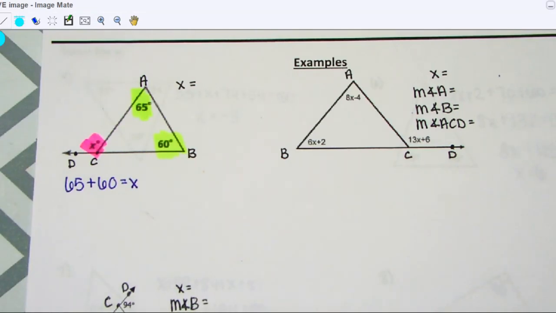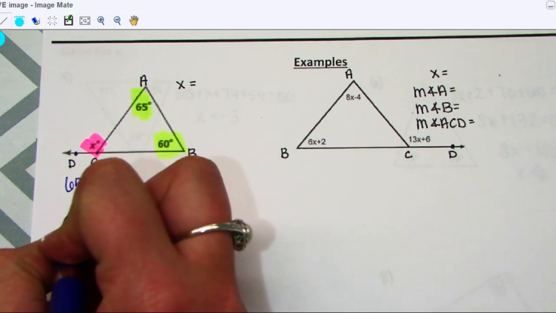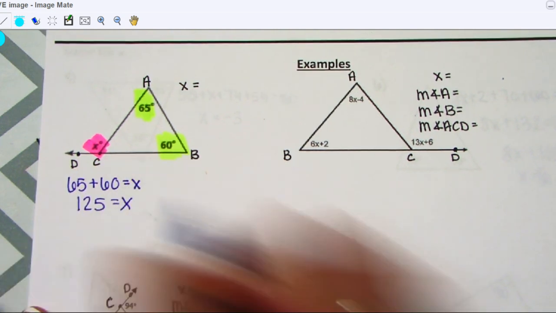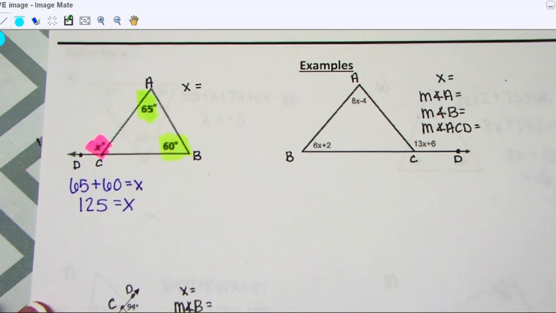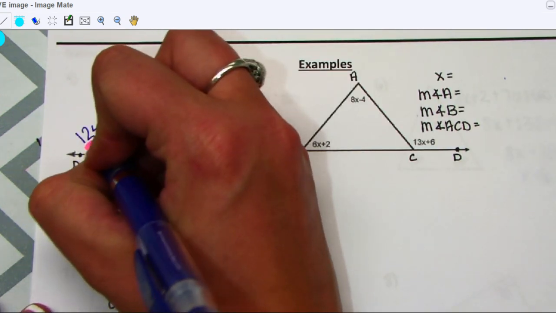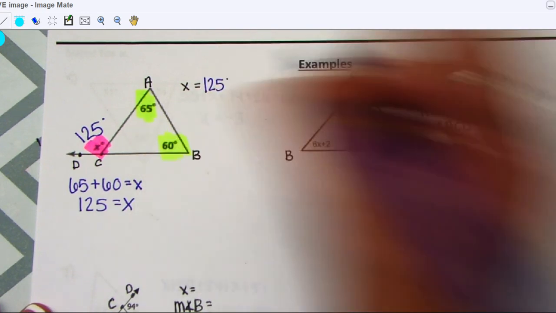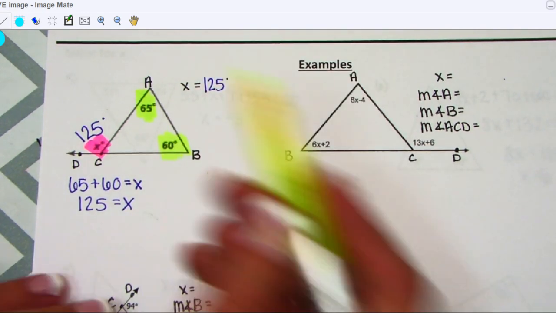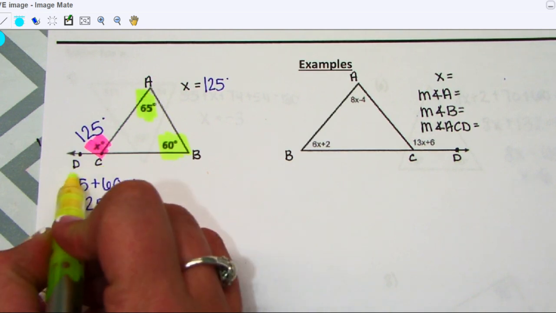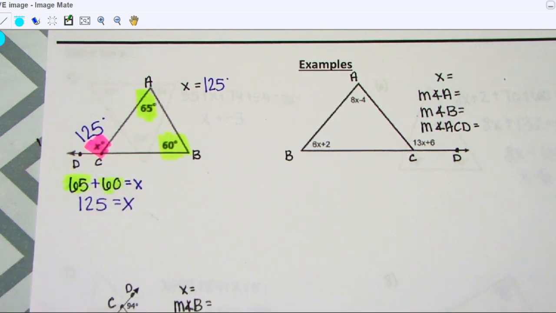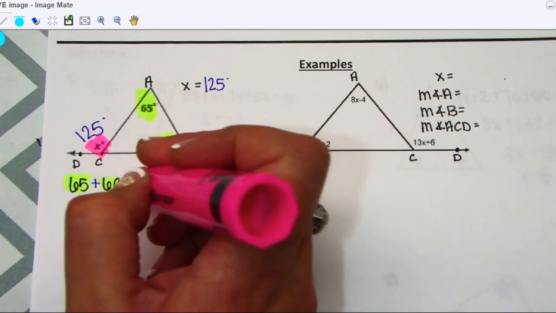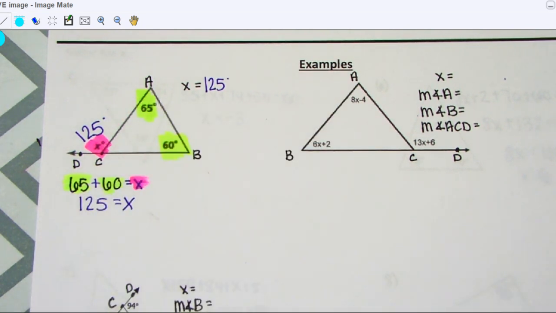Add. What is 65 plus 60? 125. Am I finished? Yeah, I'm done. X is 125, making this angle 125, which is what it's asking. Notice all we did. These two are the remote interiors, 65 and 60. They add to equal the outside, which is X. That's all we're doing. So instead of them adding to equal 180, they add to equal the exterior.